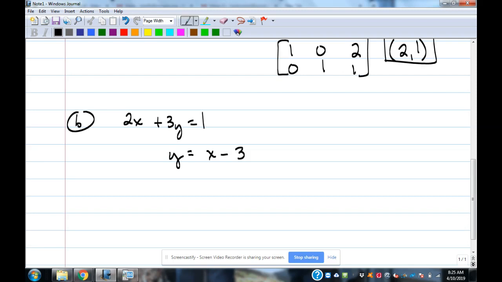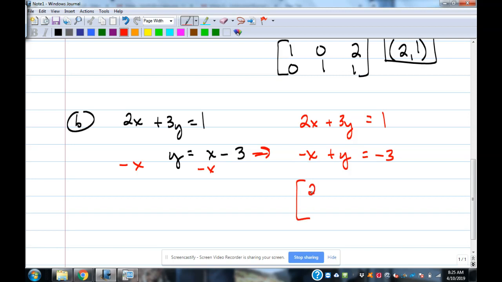Get all the variables on the same side. So that second equation just needs fixing. Subtract x, so that changes it to negative x plus y equals negative 3. Be careful of your signs. Again, when you put that into a matrix, if you miss a sign on any piece of it, it's going to be a different matrix and get you different answers. You most likely wouldn't even get one of the answers correct. Okay, so that's our augmented matrix that we need to put in and do our RREF to.